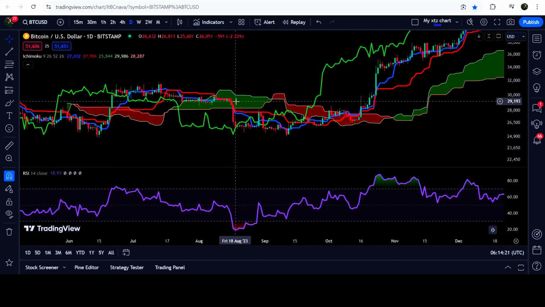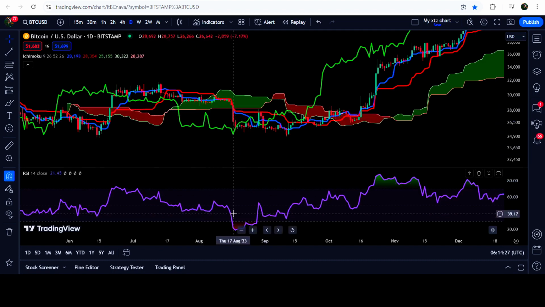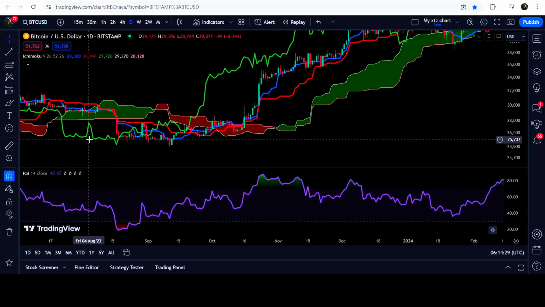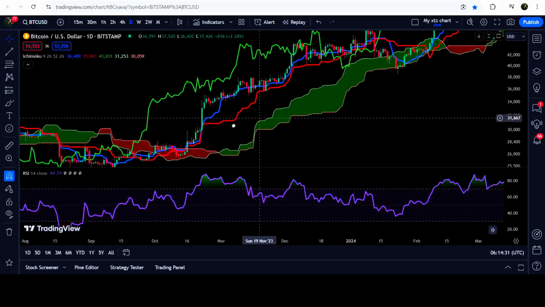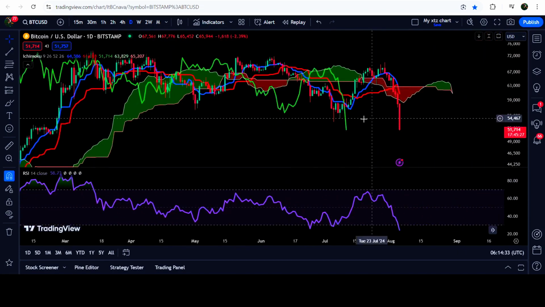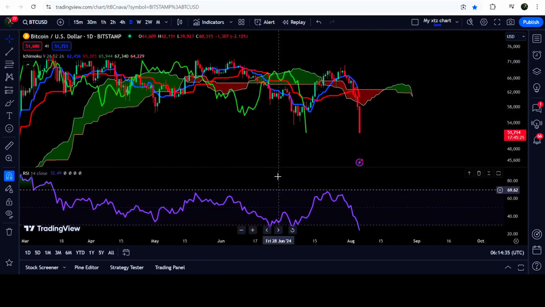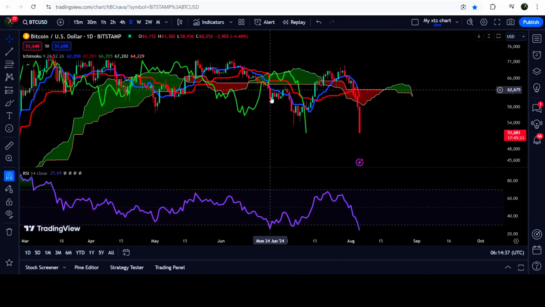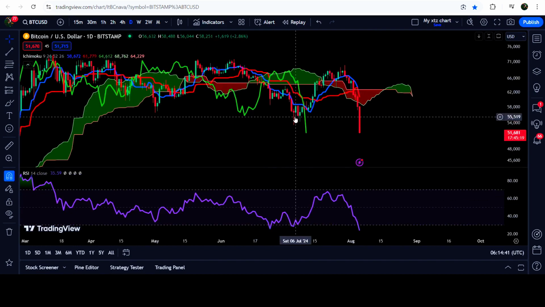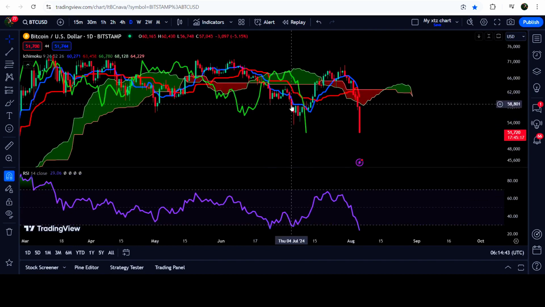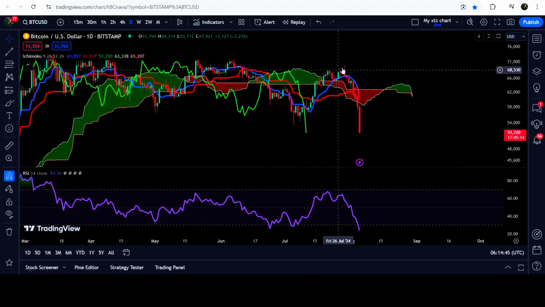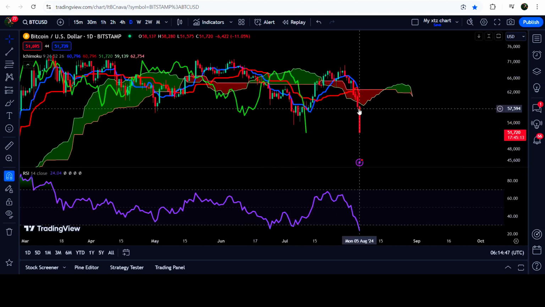And you can see that it just broke down this Ichimoku bullish cloud and RSI entered the oversold zone, and then we had some sideways move, and then we had a very massive rally. And recently, you can see that it was happening here when it broke it down, and after that, the RSI entered the oversold zone here. We had a short pump, but after that, once again, it dropped down, and then we had this rally, and recently we have broken it down once again.